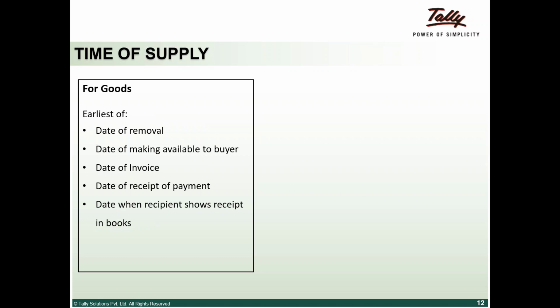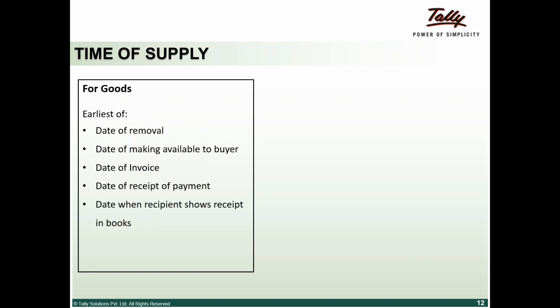Date of invoice: as soon as we raise an invoice, that date. Or receipt of payment: if I receive payment, like an advance, from that date. And the third one is as soon as I account for the receipt of material, whichever is earliest is the time of supply. So it becomes important to recognize when the good has been supplied. Like you said, it is the earliest of any of these things.